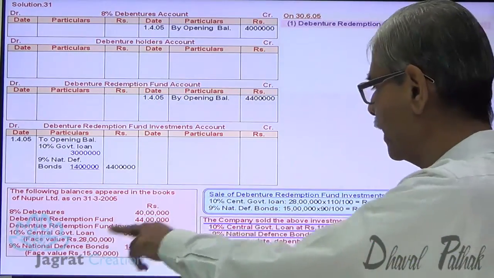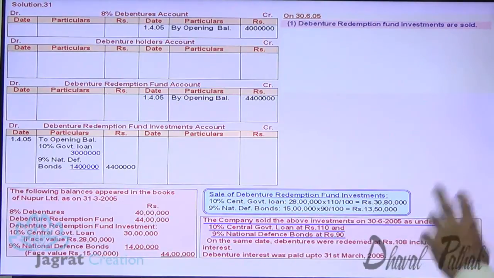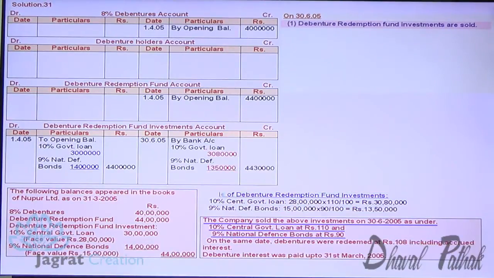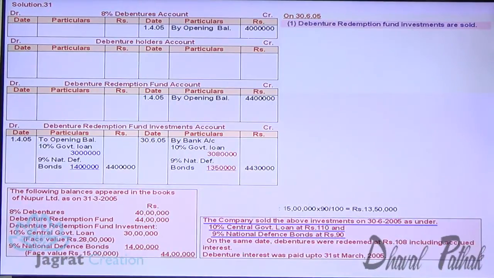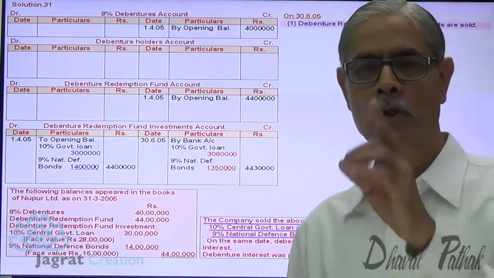As I told you, 28 lakhs into 110%, that amounts to 13 lakh 80,000. And 15 lakhs into 90%, that amounts to 13 lakh 50,000. So bank account debit to debenture redemption fund investment account credit. So this is the total amount received on sale of investment: 44 lakh 30,000.